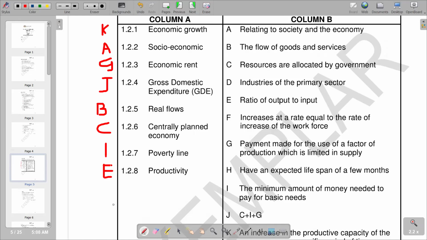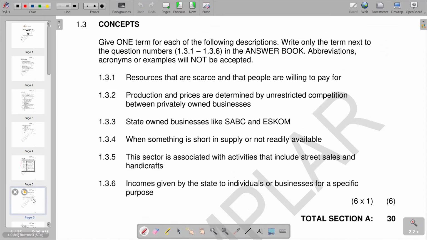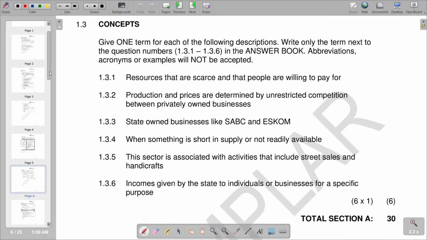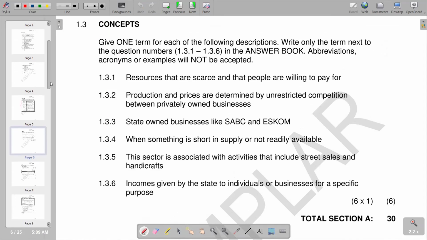So with that, that is the end of our matching one section. We go to the 1.3, whereby we are saying give one term for each of the following descriptions. All right, only the term next to question numbers. So the first part reads resources that are scarce that people are willing to pay for. What are they called? So we have to identify one term that can describe that.